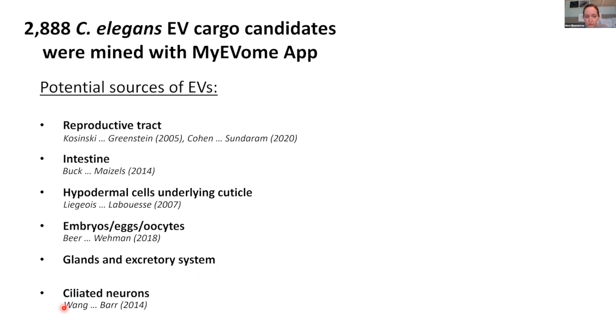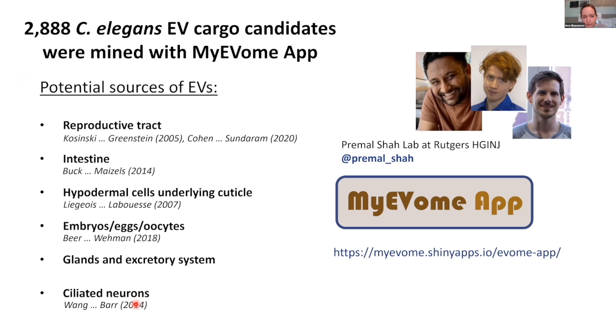So I'm going to talk about how we figured out which cargoes out of those 3,000 probably come from ciliated neurons. For that, we had to do a little bit of mining. We collaborated with bioinformaticians and developed this app that is specific to our data set and that allows us to see which cargo is likely coming from which tissue. I'm going to talk a little about how this MyEVome app works, and what approach it uses.